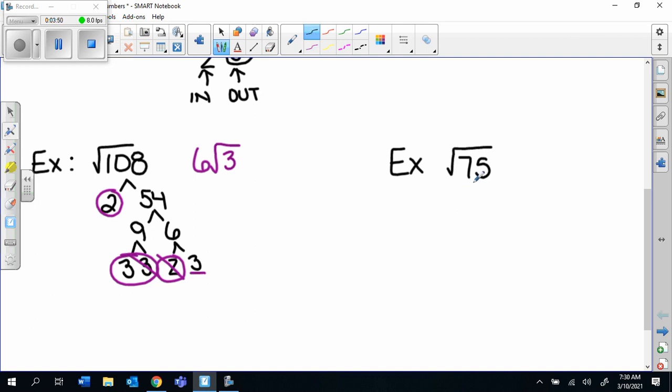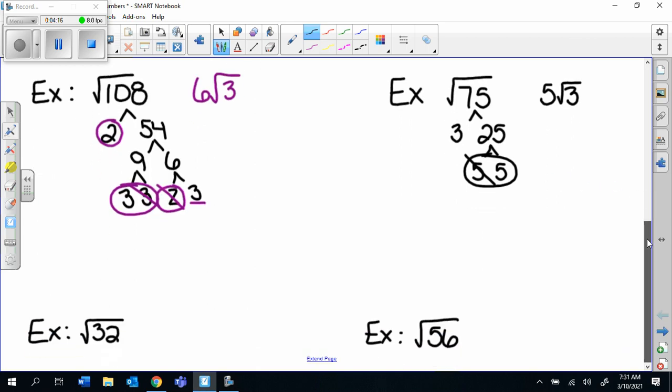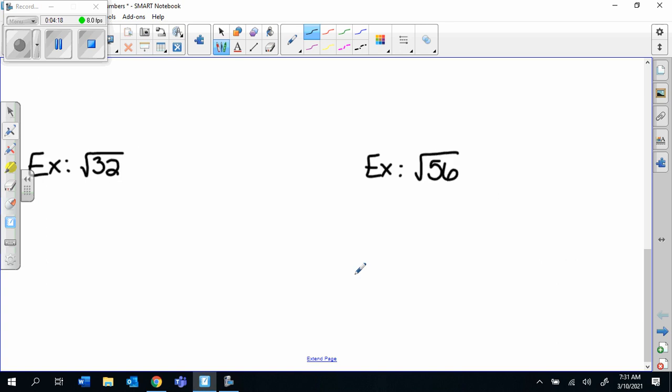When we look at 75, 75 is 3 times 25, which breaks down to 5 and 5. Circle your pairs. One guy cancels. The 5 goes out. The 3 remains inside. Now, sometimes, oh, I still have more. All right, let's keep going. At any point, you can pause and try it on your own.